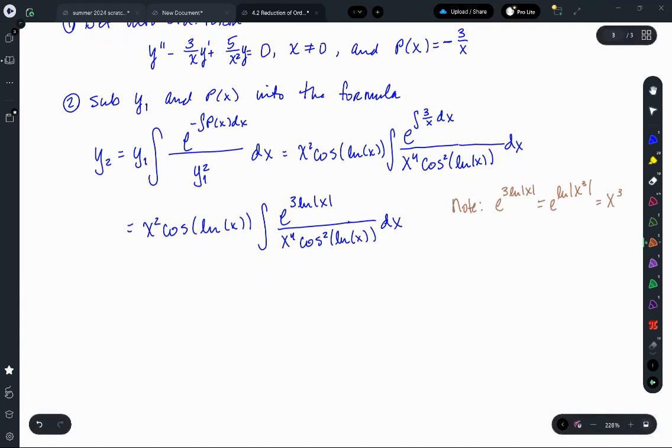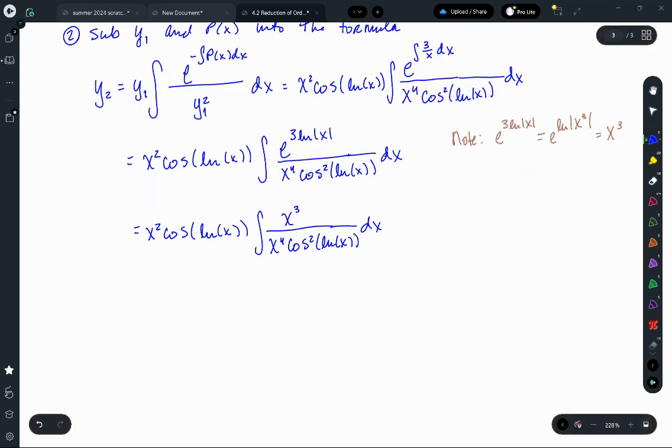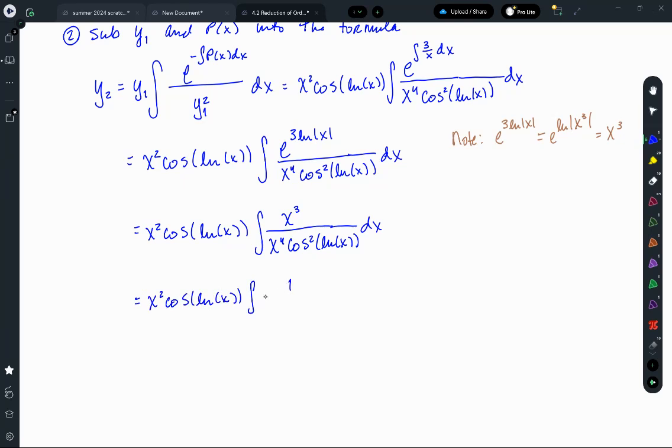Okay, so let's simplify with that. This becomes x squared cosine of ln of x times the integral of x cubed over x to the 4th cosine squared of ln of x dx. And then the x cubed and the x to the 4th simplify, and you absolutely have to take care of that. Otherwise, we won't be able to solve this. So I still have the x squared cosine of ln of x outside. My integral now is 1 over x cosine squared of ln of x dx.